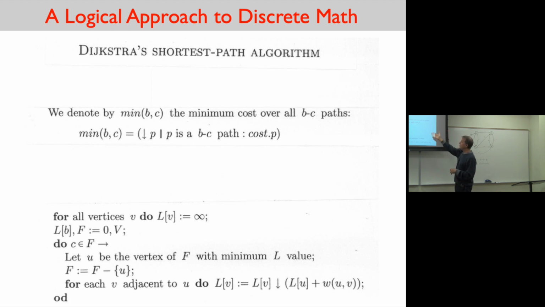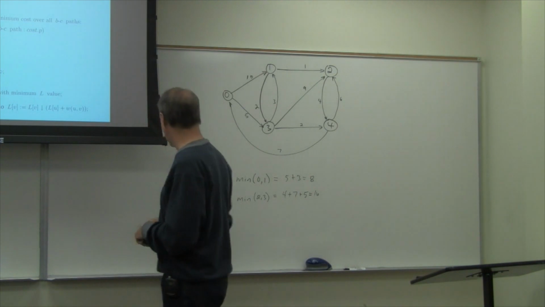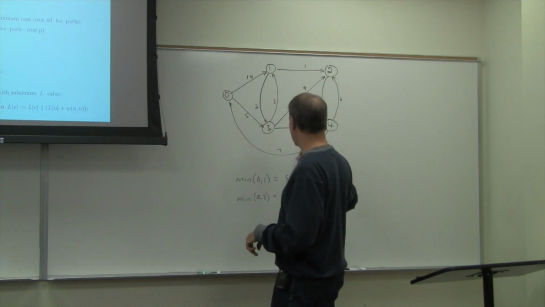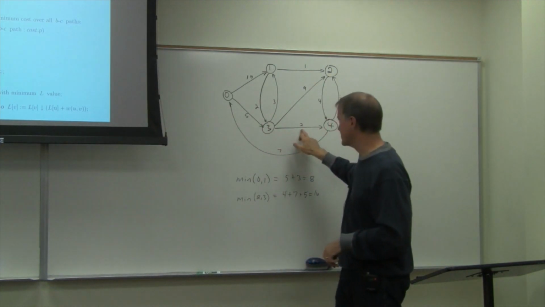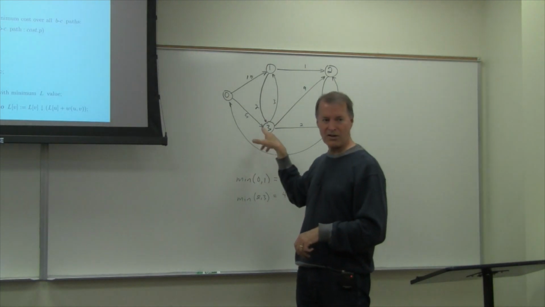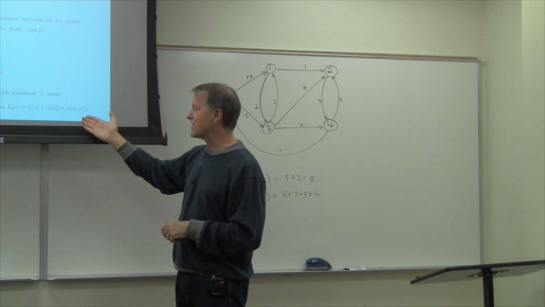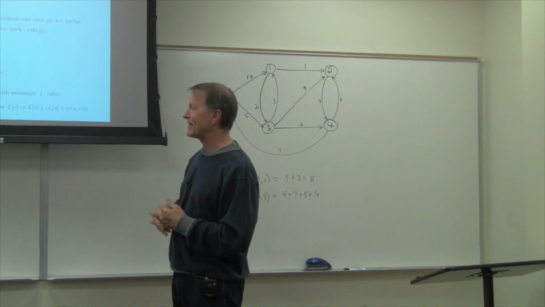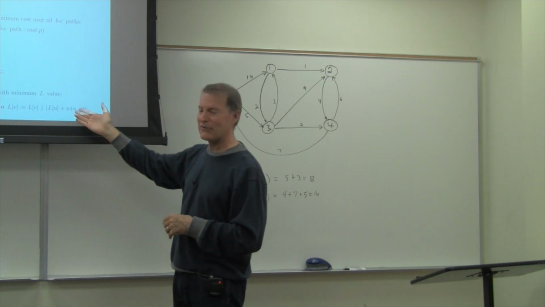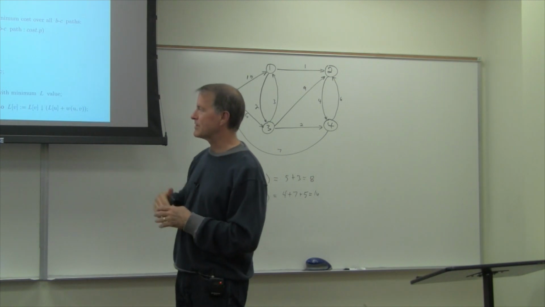So here, we denote by min BC the minimum cost over all BC paths. So min BC equals the min over p such that p is a BC path of the cost of p. And by cost, what we mean is we add the weights. These are called weights. We add the weights along the path to get there. Now, this is a very interesting algorithm. I want to see if I can give you a flavor of this algorithm. It's a famous one.